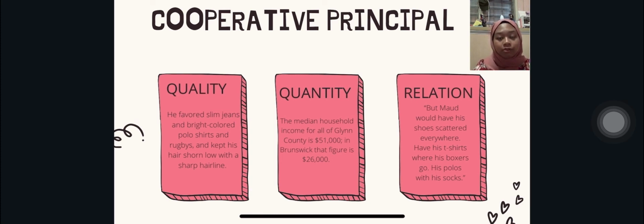Last but not least, relevant. Relevant is when the response of the speaker is relevant to the topic that is being discussed. So, for instance, we have, but Maud would have his shoes scattered everywhere, have his t-shirts where his boxes go, his polos with his socks. So basically, the speaker is explaining how Maud would scatter his shoes and items everywhere, and how he is a messy person.